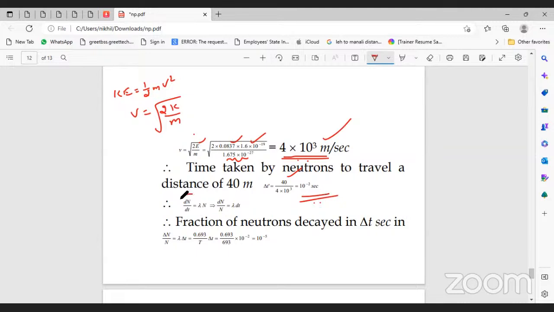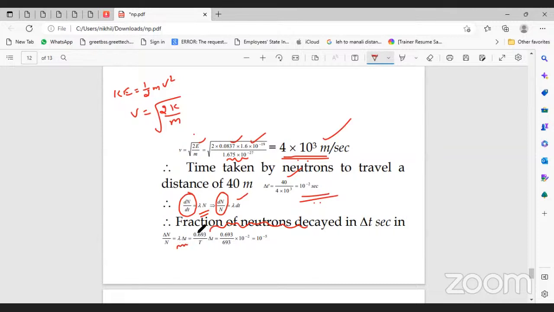Then what is activity dN by dt? dN by dt is nothing but lambda into N, or you can take dN by N is lambda into dt. This dN by N is called the decayed fraction of the sample. So how much fraction of the neutrons has decayed means delta N by N or dN by N. That is nothing but lambda into delta t.